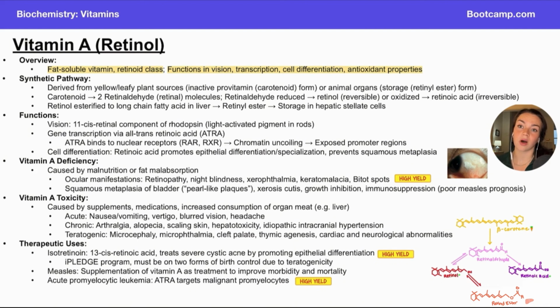Before we start getting into all of the functions and clinical implications of vitamin A, it's important to understand its synthetic pathway, if for no other reason than to understand the sort of complicated, similar sounding verbiage that goes on when we're talking about vitamin A. So retinol, or the active form of vitamin A, can either be derived from yellow or leafy plant sources or from animal organs. When it comes from a plant source, it is in the inactive provitamin or carotenoid form. When it comes from animal organs, it is in the storage or retinyl ester form.